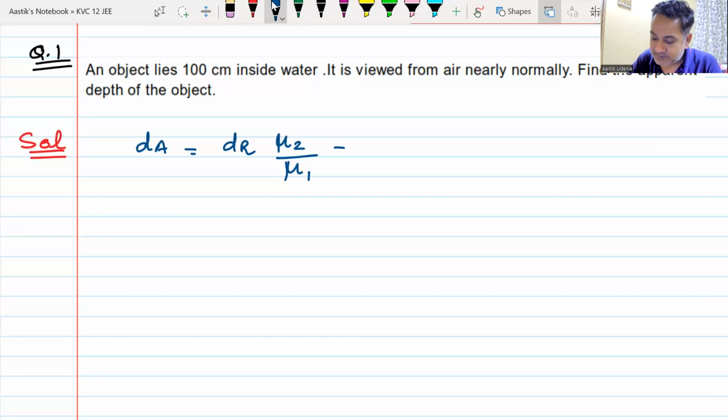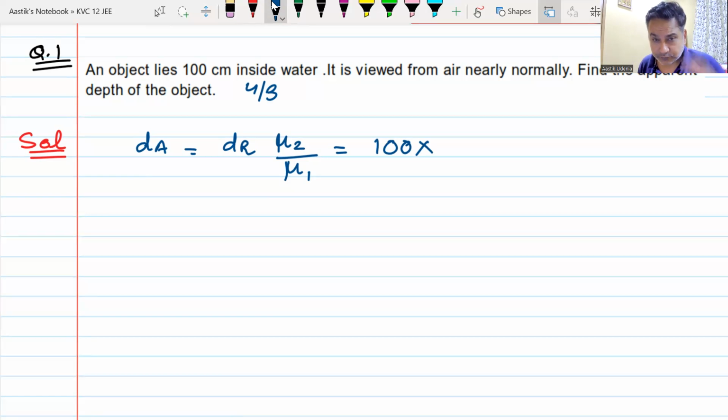How much is the real depth? That is 100. The refractive index of water is not given. It is, I think, 4 by 3. Yes or no? Refractive index of water is 4/3. Yes, sir, this was not given in the question. It is 4/3.